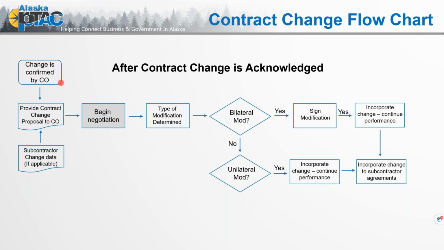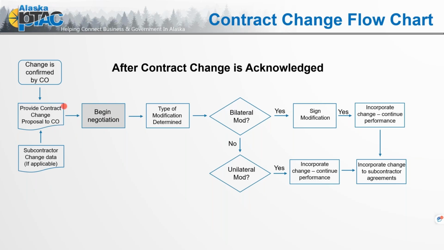So the change is confirmed. So here's kind of our skeleton of what's going to happen. Change is confirmed by the contracting officer. They provide the contract change proposal to the contracting officer. Now, again, we have our little document icon, and this is the contracting officer's agreed, yep, we have an issue. Now we need to begin to negotiate. So we're going to start by proposing the cost of said change. So we enter that negotiation.